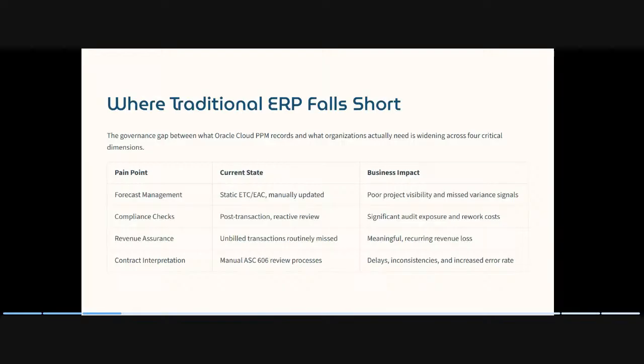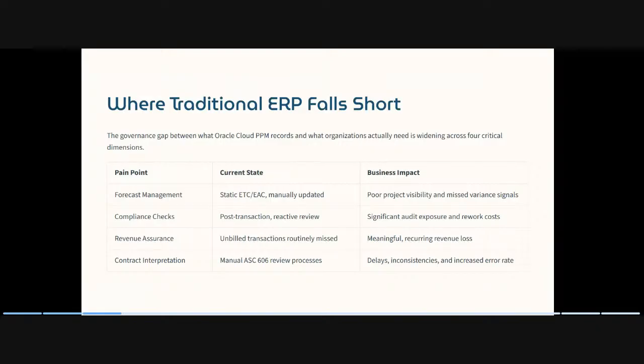So this slide highlights 4 major governance gaps in traditional ERP systems. First is forecasting management. Most ETC, meaning estimate to complete, from today onwards how much more money you're going to spend in the future, and then estimate at completion, EAC, calculations are manually updated at project or task levels. And these are static. And second is compliance checks. Companies are still relying heavily on post-transaction reviews after the fact, after manual forecasting, then only we review.